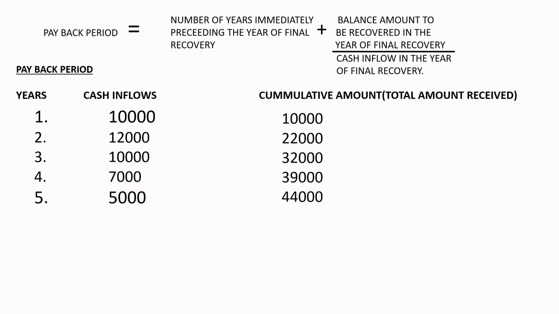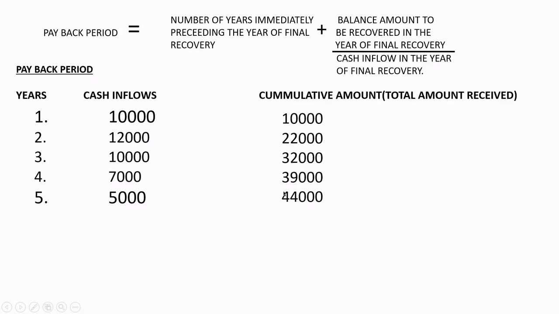Means 4,000 rupees extra I have earned till the fifth year in return of the 40,000 rupees that I have invested in the project. So my recovery amount or my payback period would be between the fourth year and fifth year, because I'm getting more money in the fifth year than I have invested in the project. I am getting 4,000 rupees extra in the fifth year, while in the fourth year, there is 1,000 rupees less that I am earning, that is 39,000 rupees. So my payback period should be between the fourth and fifth year.